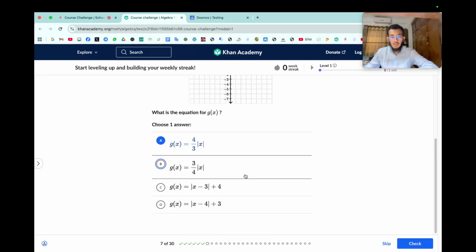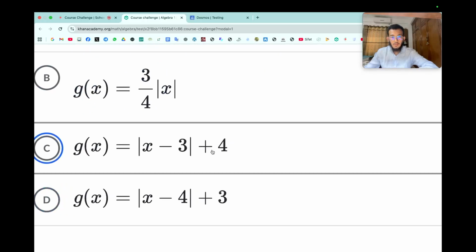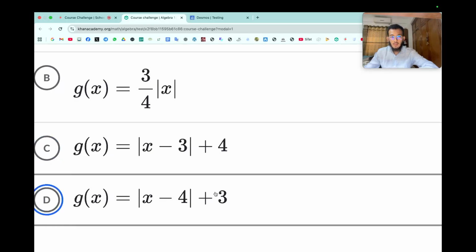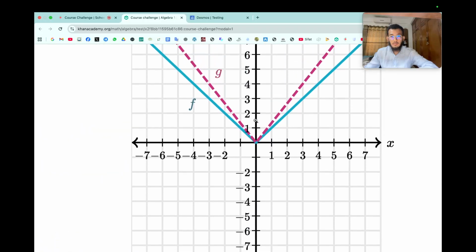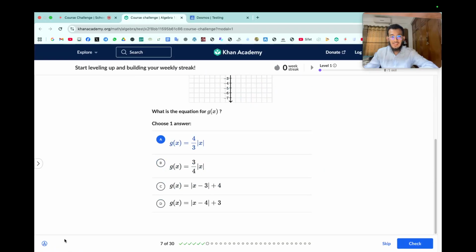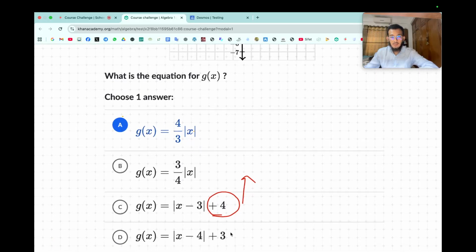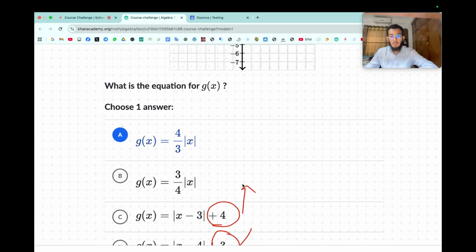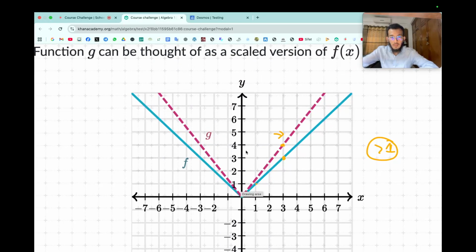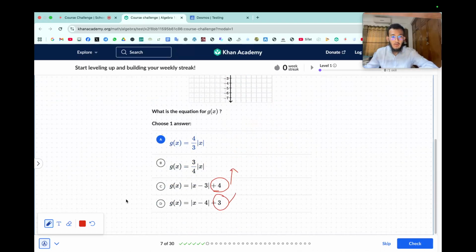C and D show that it is shifted on the positive y-axis by 4, or shifted by 3 above. So it shows something like this, which is not the case. They have the same origin, the same starting point. So our answer should be A.